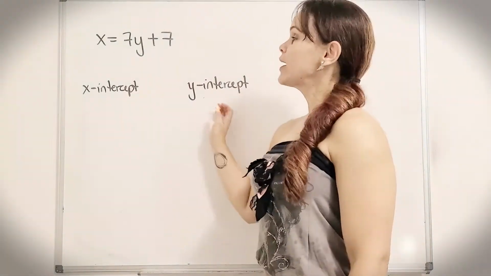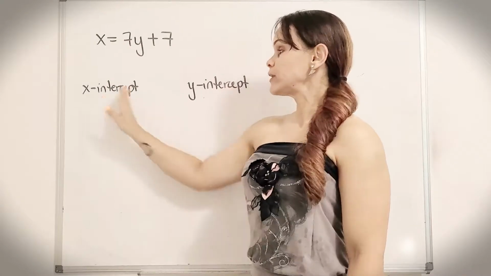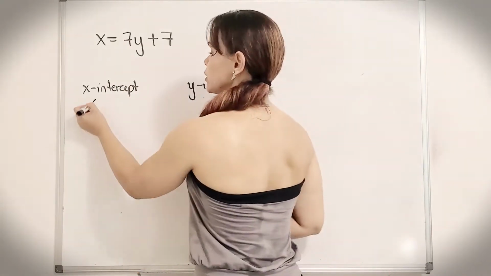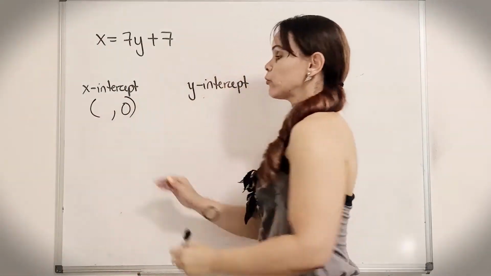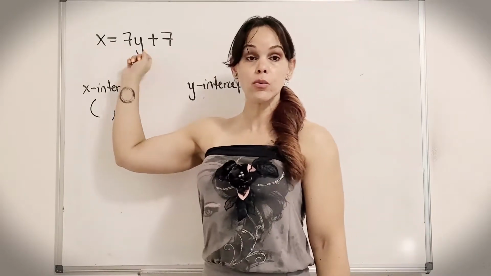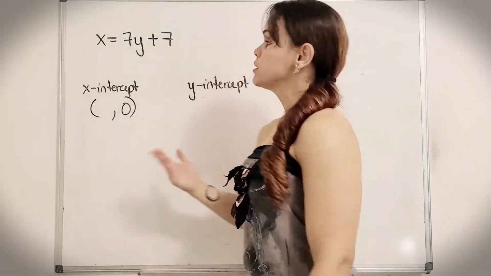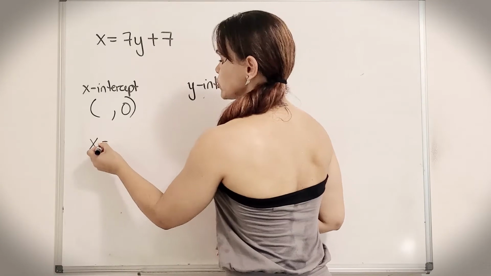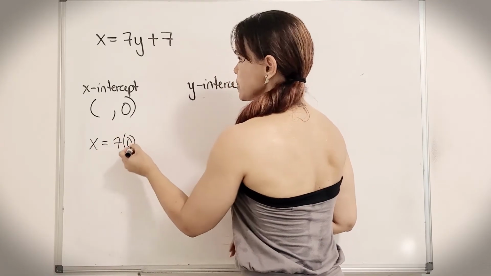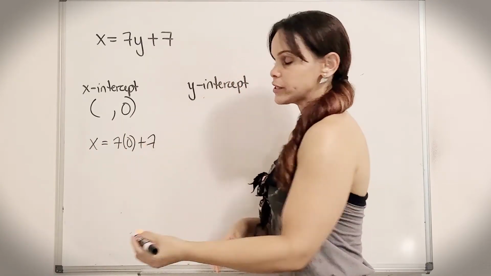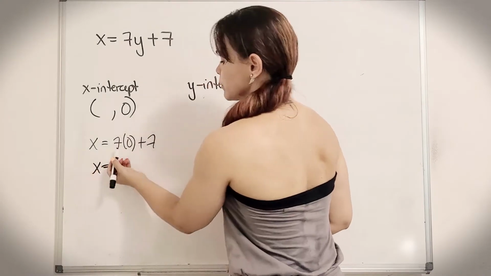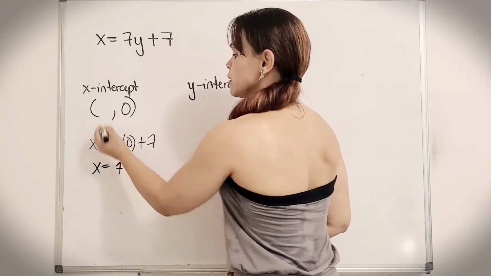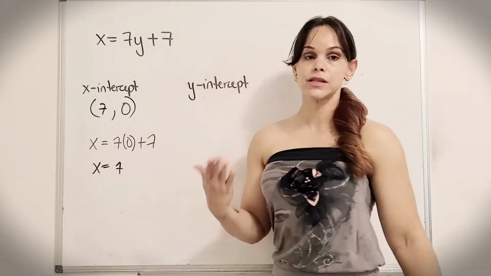To find the x and y-intercept for this equation, for the x-intercept, we know that y is going to be equal to 0. So we go right ahead, and anywhere that we see a y, we're going to replace it by 0. So here it's going to be x equal to 0 plus 7, and just continue simplifying. It's very simple. This is going to be 0 plus 7, which is 7. So the x-intercept is going to be (7, 0).